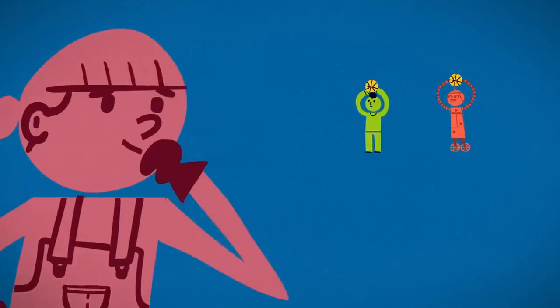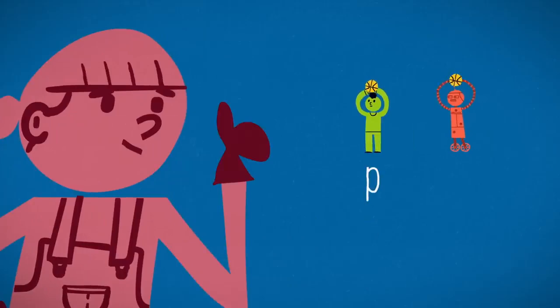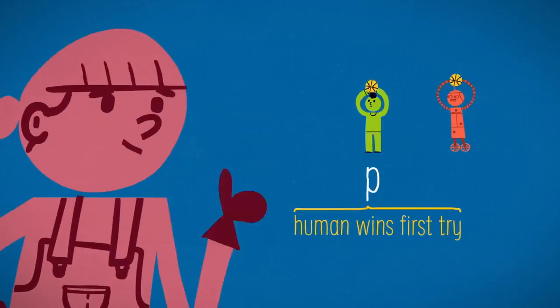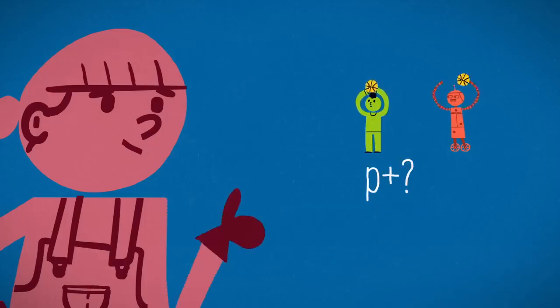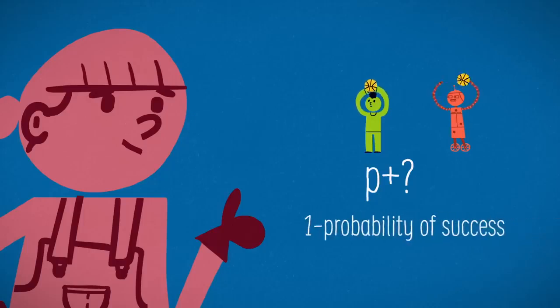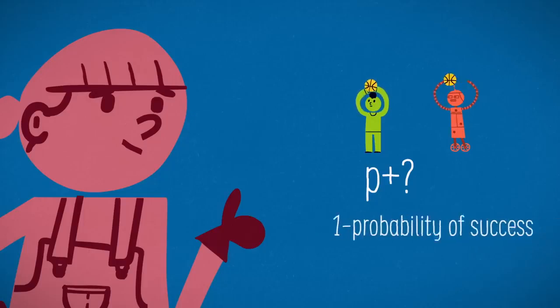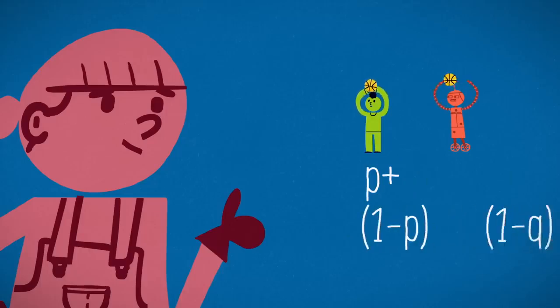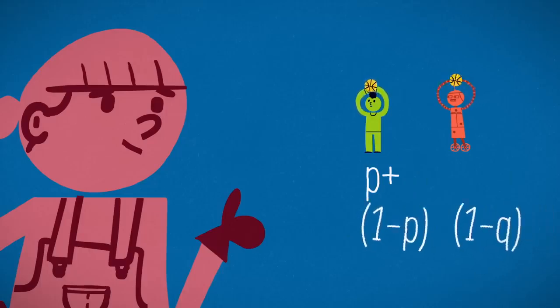Remember that the human has probability P of making a basket. Since they go first, they have probability P of winning on the first try. What's the probability that they win on the second try? That attempt only happens if both players miss. The probability of a miss is 1 minus the probability of a success. So the miss probabilities are 1 minus P and 1 minus Q. The chance of both happening is the product of those values.